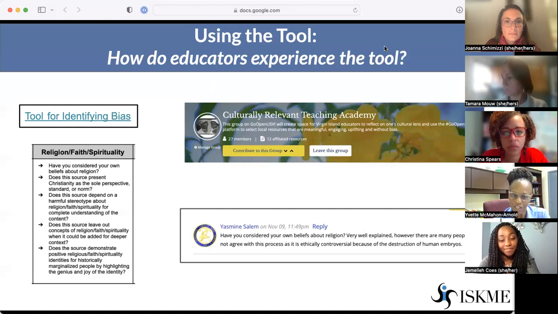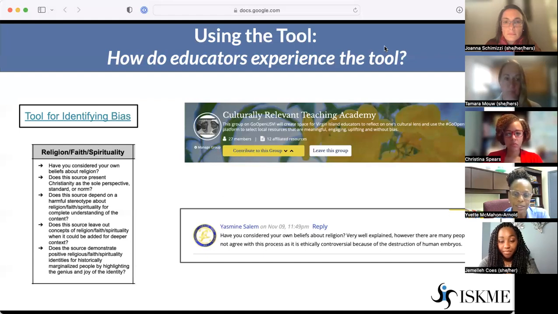And we had some discussion on it, and we've pulled a snapshot of one of the responses that was in the group chat, the group discussion. Have you considered your own beliefs about religion was the question. Very well explained, Ms. Salim indicated. However, there are many people that do not agree with this process as it is ethically controversial because of the destruction of human embryos. And so this brought about quite a bit of conversation.